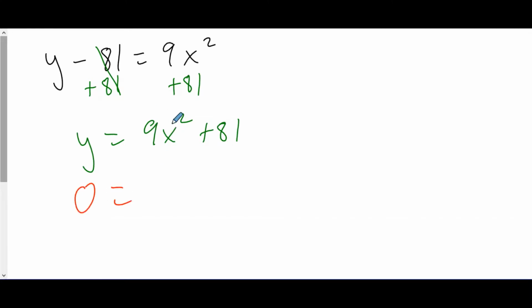But let's factor this. I look for a GCF and I notice that they both have a 9 in common. And that gives me 9 times x squared plus 9. And then I see if I can factor this. So a binomial, again, I can only factor it if it's a GCF, which I already did, or a difference of squares. And while these are both perfect squares, there's a plus and not a minus. So it can't be a difference of squares if it's not a difference. So I can't factor this any further.